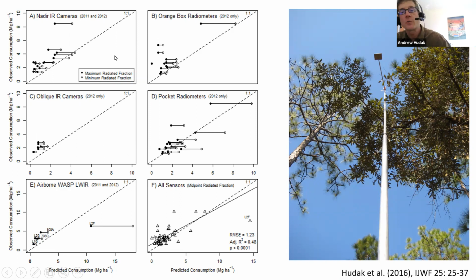But then we also had these ground sensors, and the picture on the right shows what one of those types of ground sensors looks like. It's a pocket radiometer, and it's up there about 20 feet above the ground, looking down, and the fire passes underneath it, and it measures the radiative heat at 1-second intervals, the FRP.